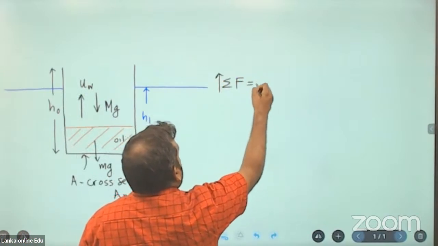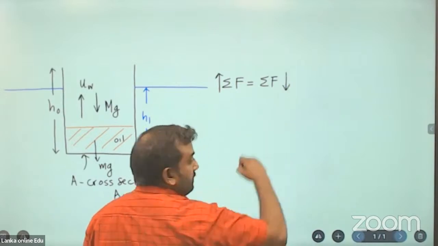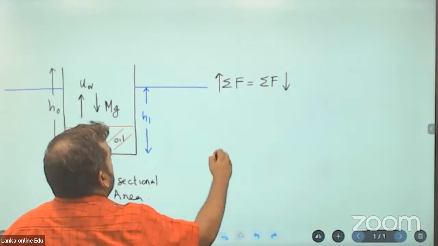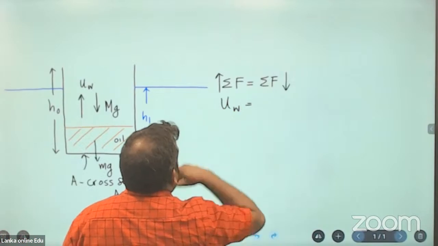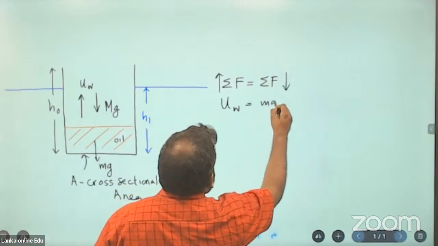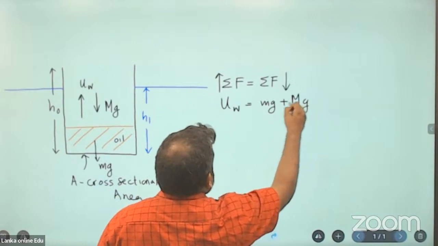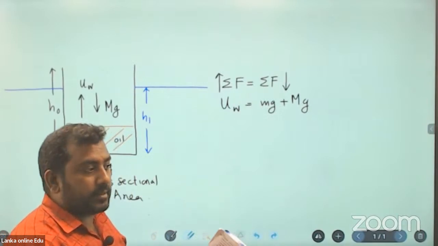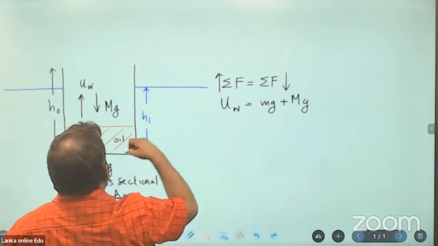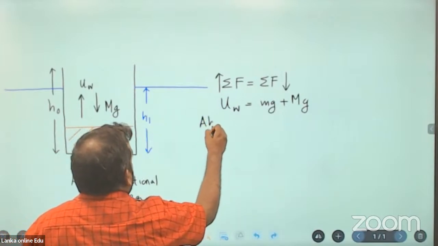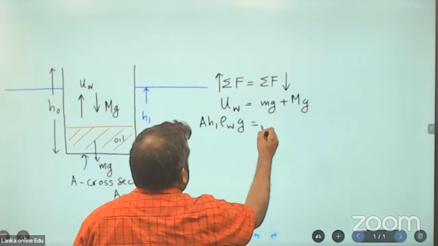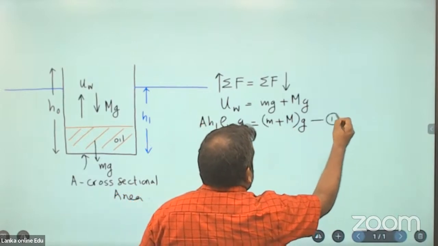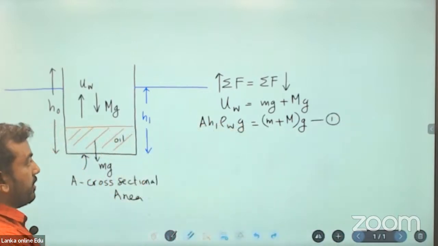Sum of forces in the upward direction balances sum of forces in the downward direction. So forces upward, upthrust; downward, mg plus capital Mg. Don't write, look and wait. I'll give you time to write. Upthrust here, A h1 rho w g, equals simple m plus capital M times g. There you go, equation number 1.